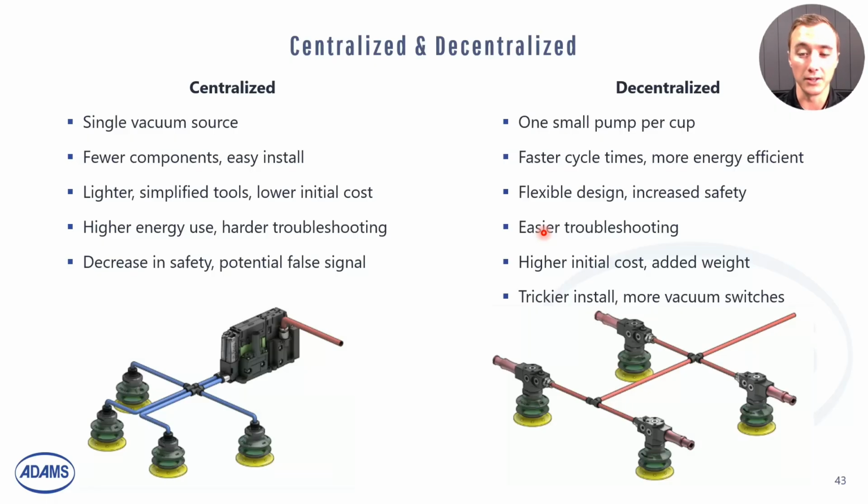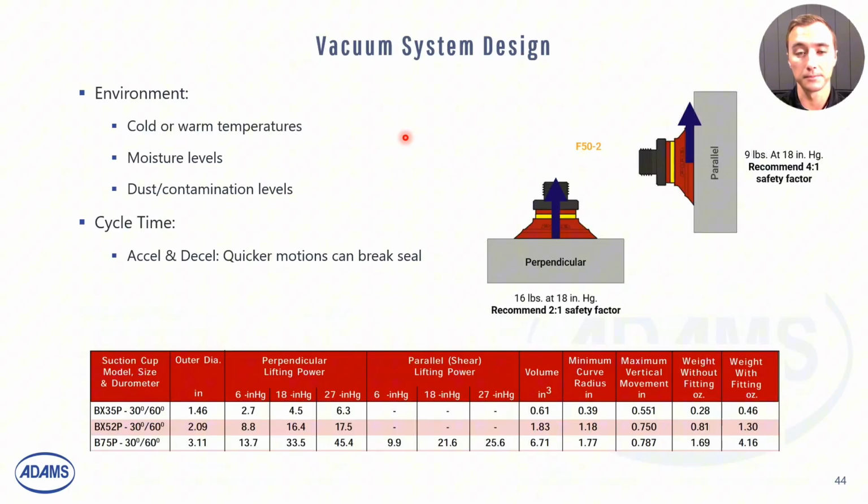I will say these have a higher initial cost though, since each one has its own pump, and it can add some weight. It can be a little trickier to install because there are more parts and more points where you may want to measure vacuum with the vacuum switches. So a little bit more goes into it, but typically it could be worth it in the end. More and more systems are decentralized these days. It's much more common. Granted, centralized systems still have their place.